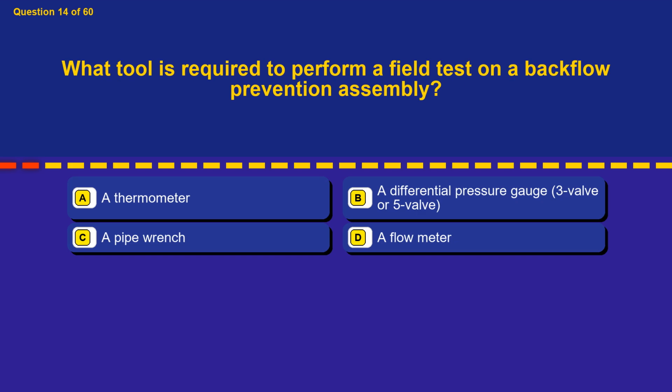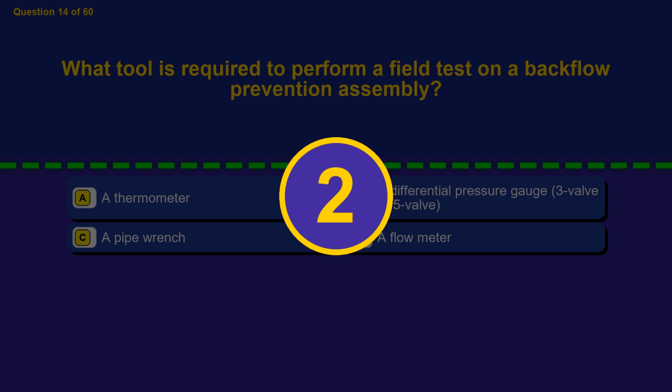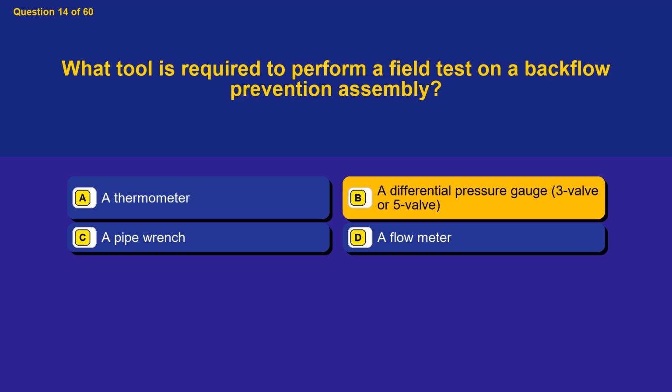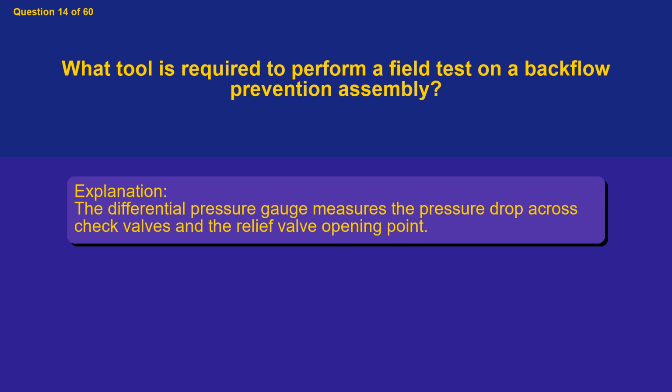Question 14. What tool is required to perform a field test on a backflow prevention assembly? Option A, a thermometer. Option B, a differential pressure gauge, 3-valve or 5-valve. Option C, a pipe wrench. Option D, a flow meter. The correct answer is option B, a differential pressure gauge, 3-valve or 5-valve. The differential pressure gauge measures the pressure drop across check valves and the relief valve opening point.